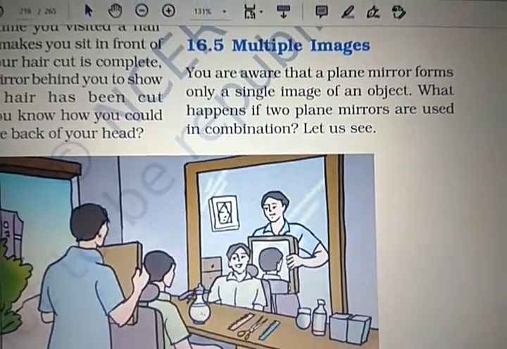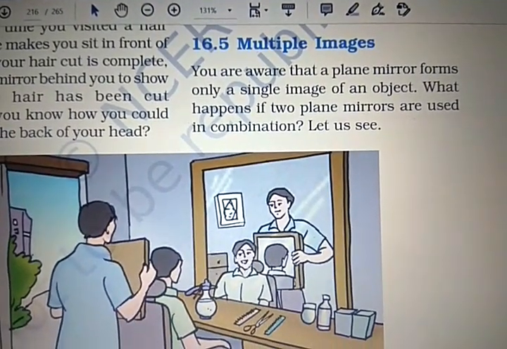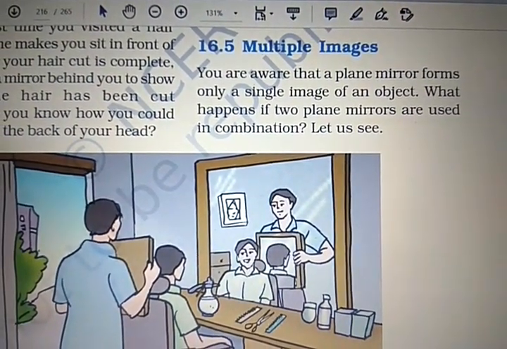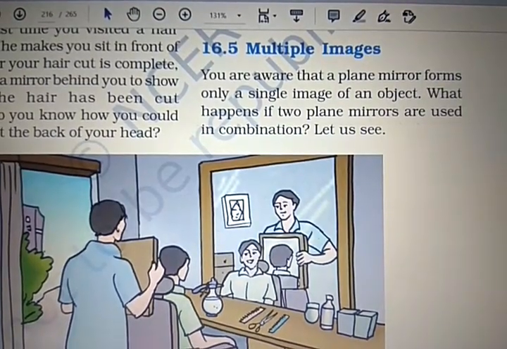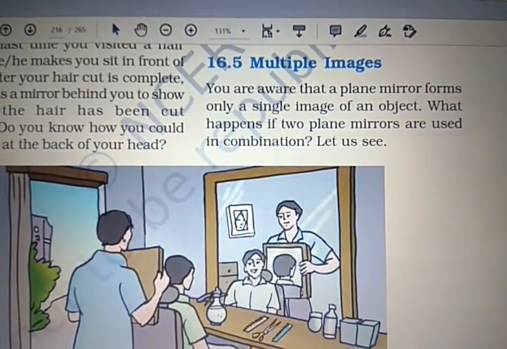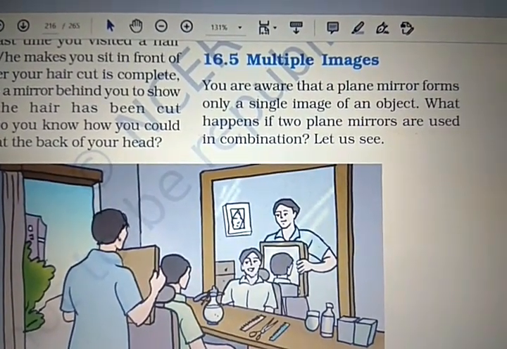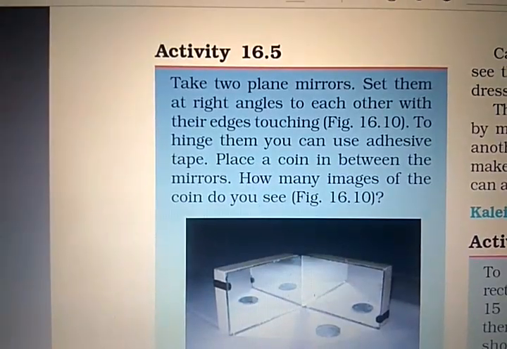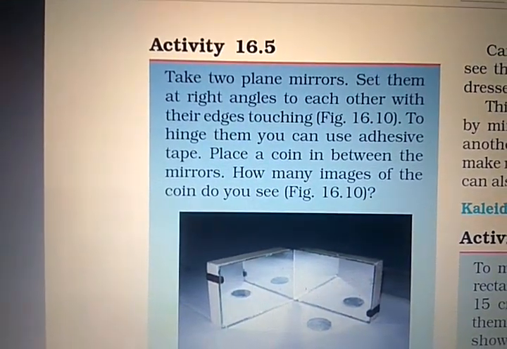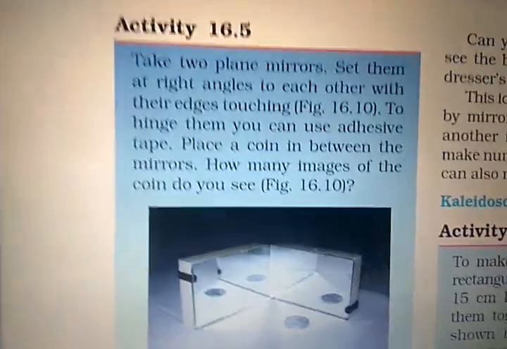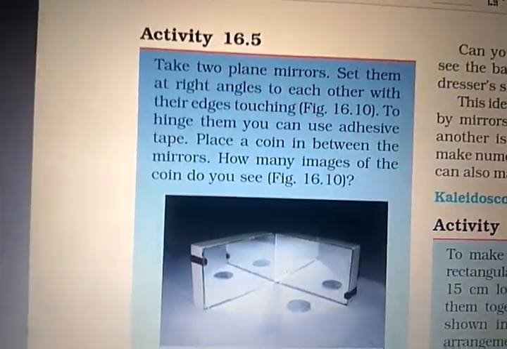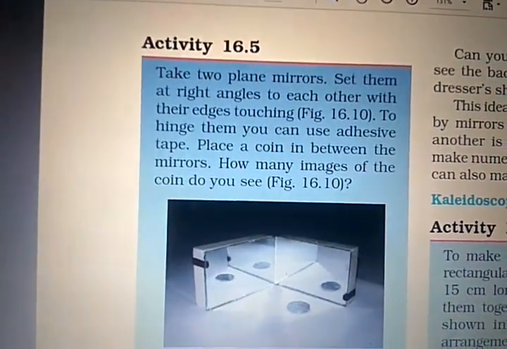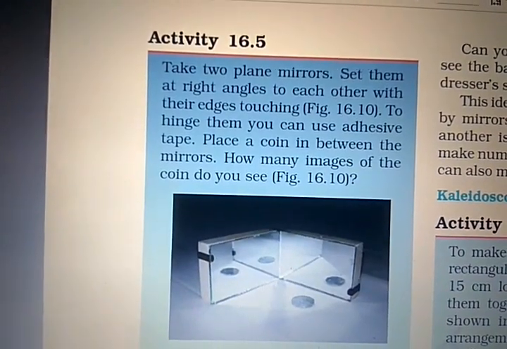Okay. Now the next topic, that is multiple images. You are aware that a plane mirror forms only a single image of an object. What happens if two plane mirrors are used in combination? For that purpose, we have to use activity number 16.5. This activity you can submit to me as a science enrichment activity.